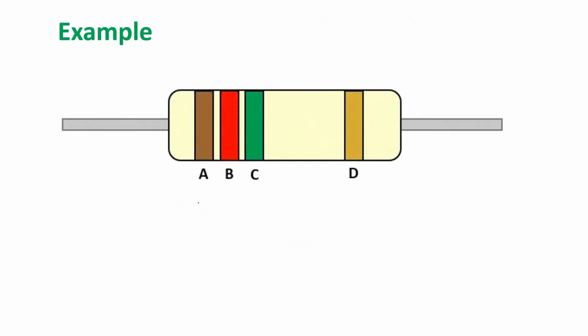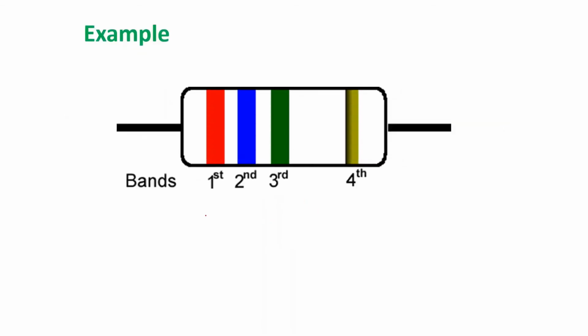Alright, now let's consider another example. For brown it's 1, for red it's 2, and for green the multiplication factor is 10 to the power 5. So how much are we getting? It's 1200 kilo ohms. Let's consider another example. Here red is kept in the first position, so it's 2. Then for blue it's 6. For green the multiplication factor is again 10 to the power 5. So how much are we getting? It's 2600 kilo ohms.